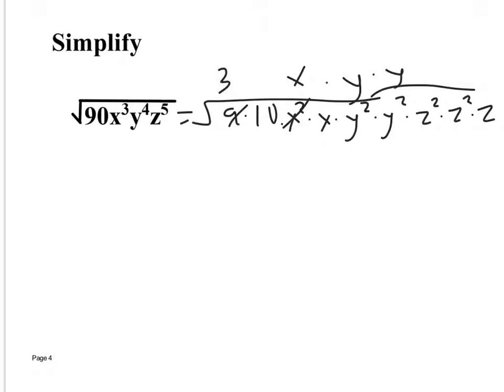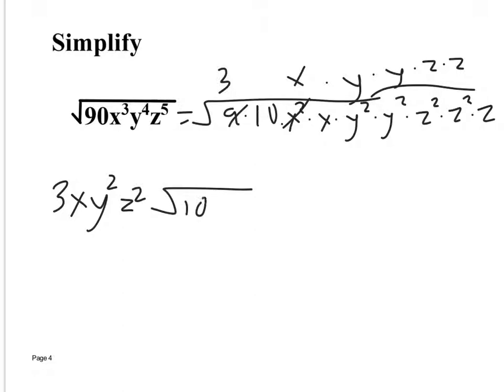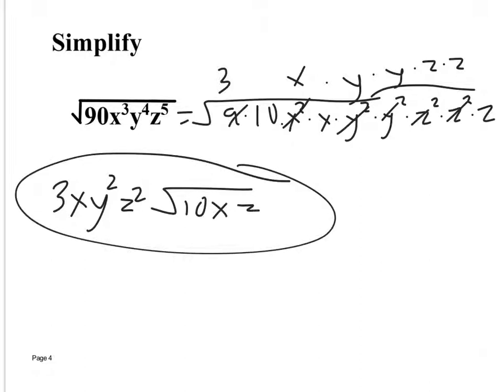Y. What about z squared? Z. Can I do anything to z? No. If it's not raised to a power, I can't do anything to it. So here's what I have left. 3 x y squared z squared, and on the inside of the radical sign I have 10 x and z, and there's my answer.